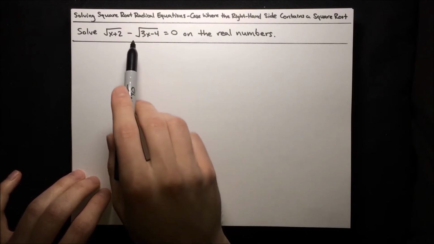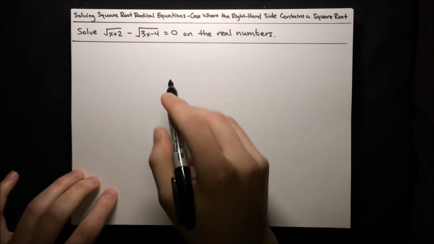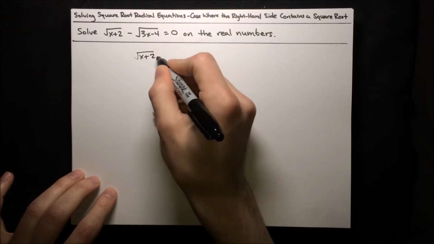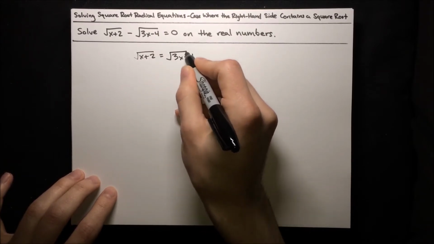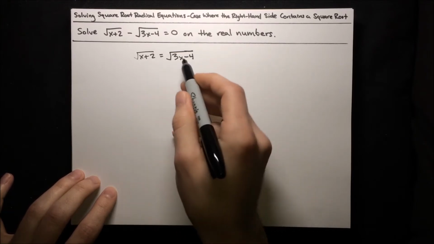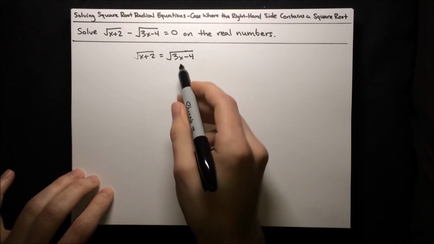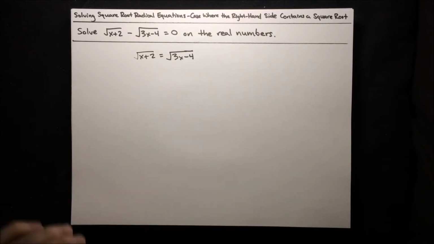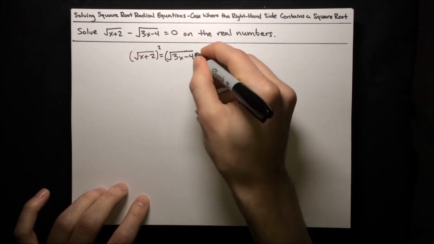Why don't we just add this root 3x minus 4 to both sides to get it on the right-hand side? And so then we'll get root of x plus 2 is equal to root of 3x minus 4. And now we can just square both of these sides without worrying about any middle terms that come out from foiling. We'll just get rid of the roots directly by squaring them. Okay, so square both sides. Square left-hand side and square right-hand side.